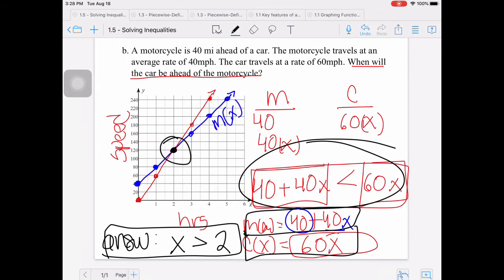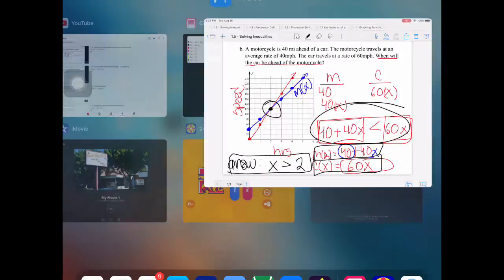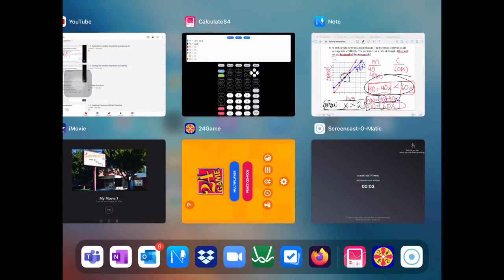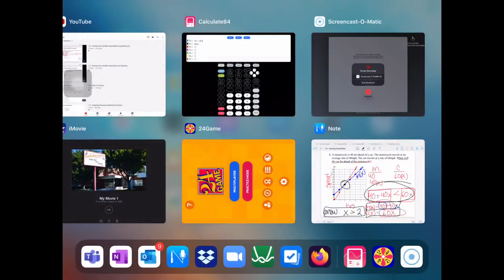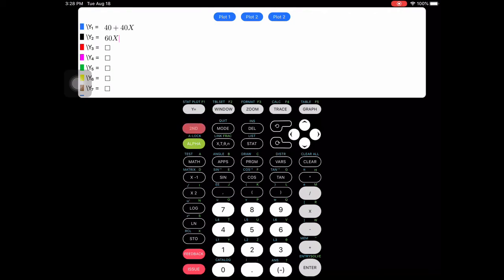All right, so I'm going to go to my calculator. So my calculator looks similar to yours. Not everything is the same, but it's pretty similar. It's going to do the job.